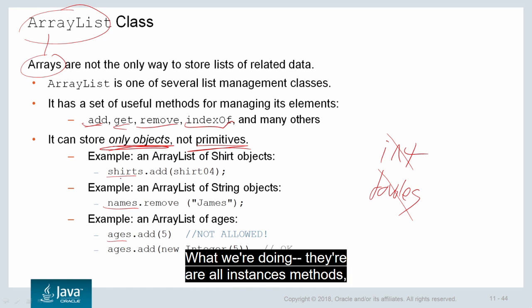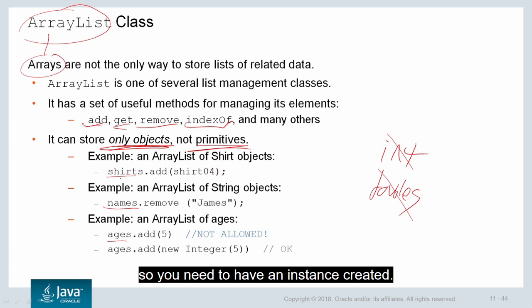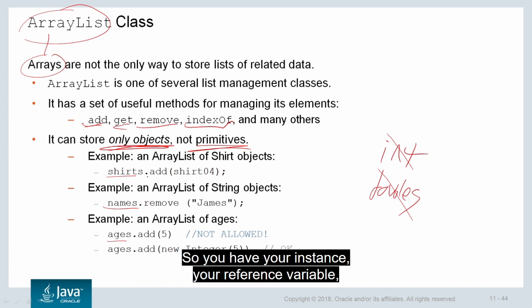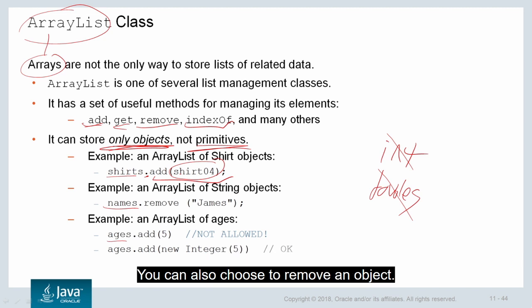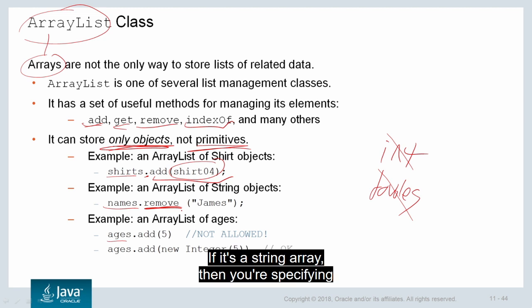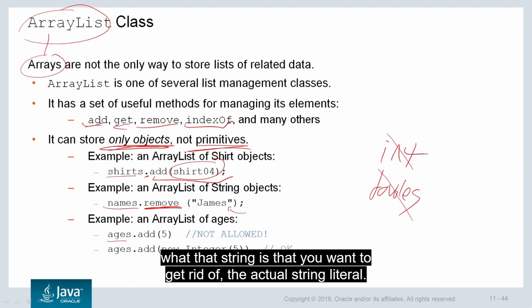What we're doing, and they're all instance methods, so you need to have an instance created. So you have your instance, your reference variable, followed by the dot operator, and then add, and you're adding in an object here, an object being shirt4 that you create an instance of. You can also choose to remove an object. If it's a string array list, then you're specifying what that string is that you want to get rid of, the actual string literal.